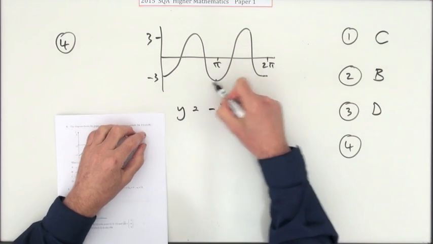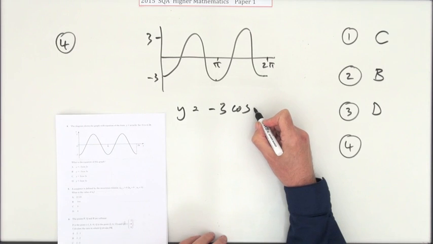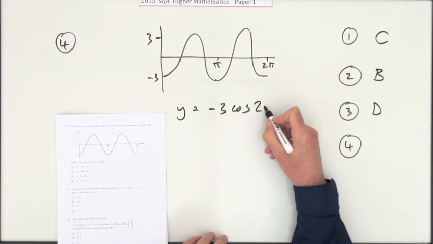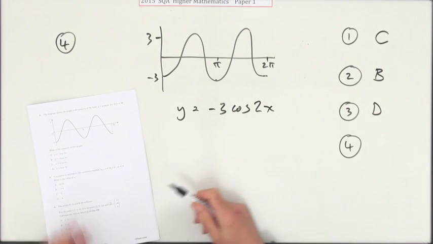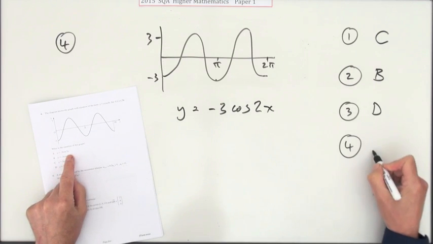And it goes through 2 wavelengths in the normal span of 2 pi, so it's negative 3 cos 2x, the frequency is 2x. So which one's that? I'm looking for negative 3 cos 2x, that's A.